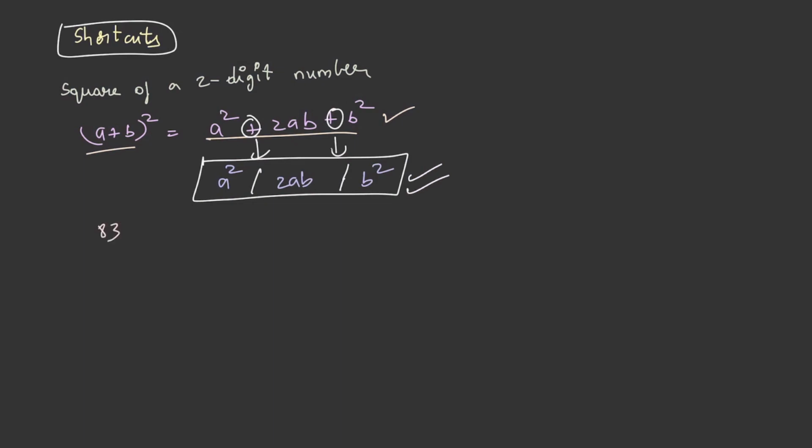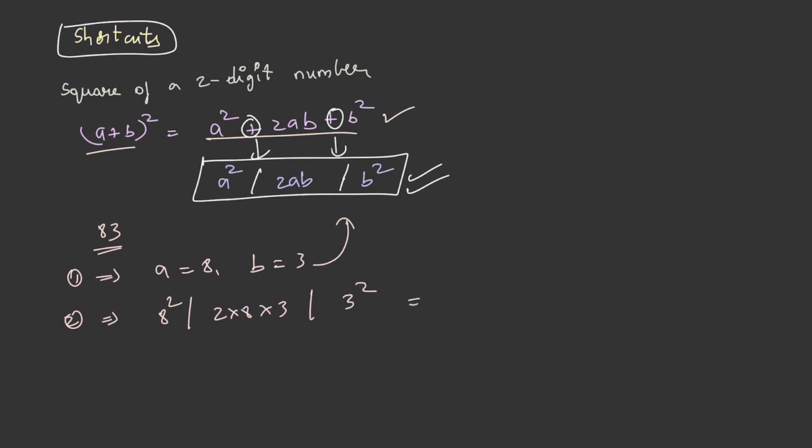Let's take an example of 83, which is a 2-digit number. The first step is to take a as 8 and b as 3. In the second step, we substitute these values in the formula, that is 8 square, 2 into 8 into 3 by 3 square. So this becomes 64, 48 and 9. As there are 2 digits in each column, let's take 0 here.